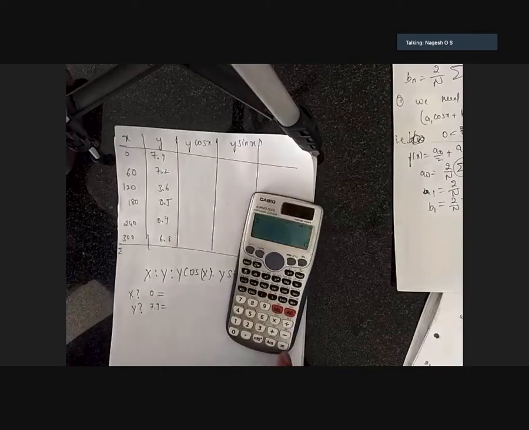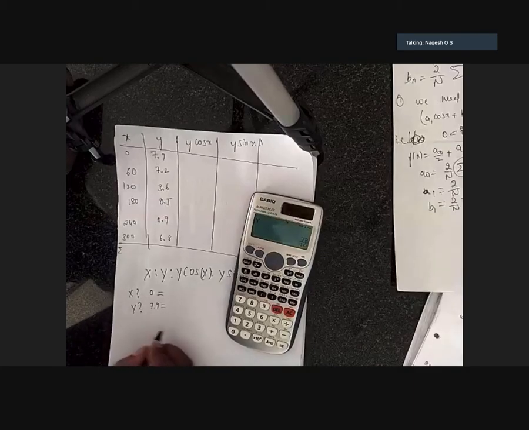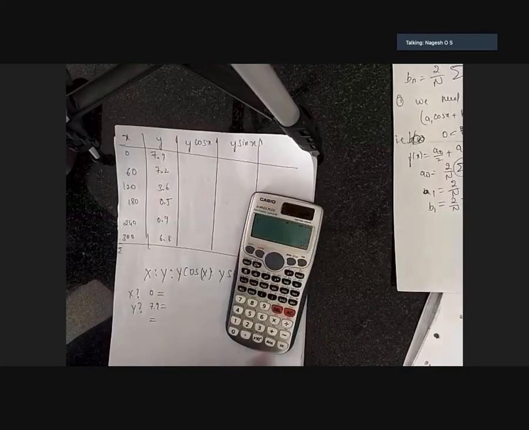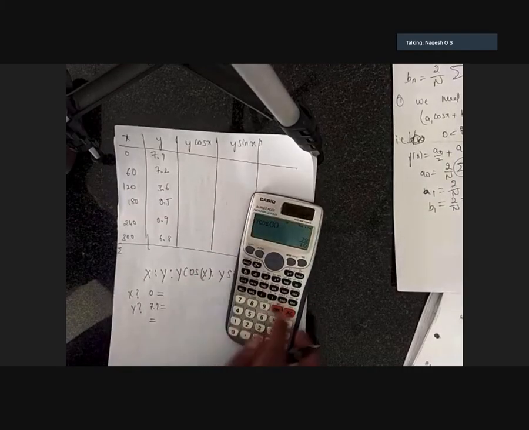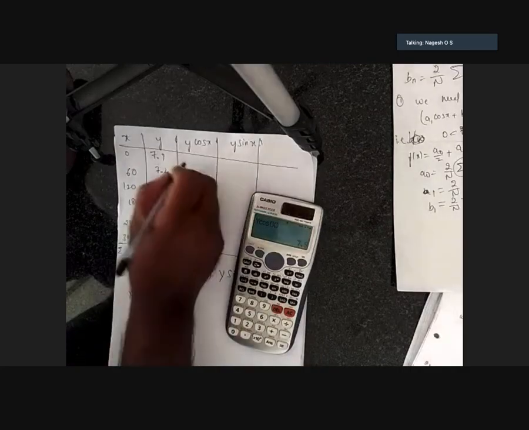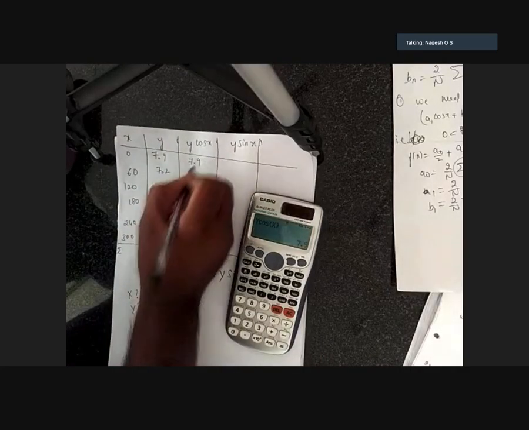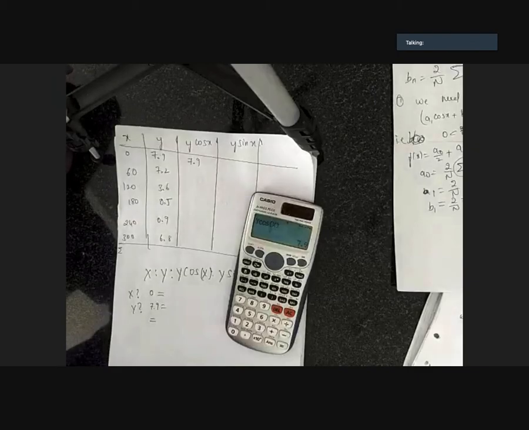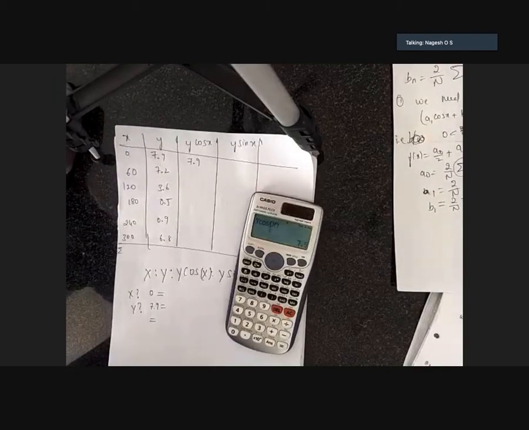Now it will show x0. Press equals again. It will show the y value. Press equals again. It will show y cos x. Y cos x, that is 79 by 10. Press this SD button. It will show in decimals. 7.9. Write that. Y cos x, that is 7.9.